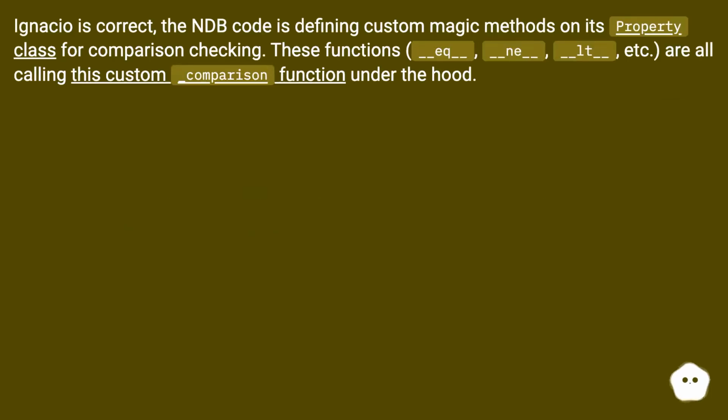Ignacio is correct. The NDB code is defining custom magic methods on its property class for comparison checking. These functions, etc., are all calling this custom_comparison function under the hood.